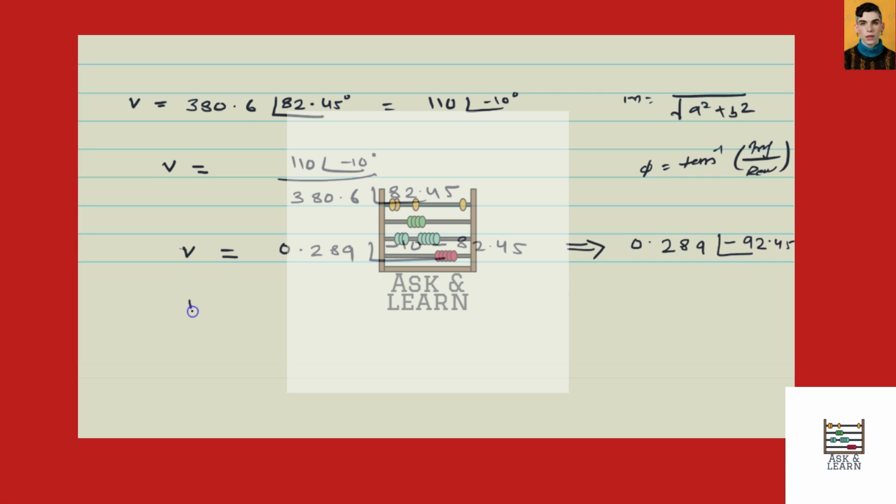When we convert it into the cosine form, then V equals 0.289 cos(377t − 92.45°). This is the answer. Is it clear? This is the answer.